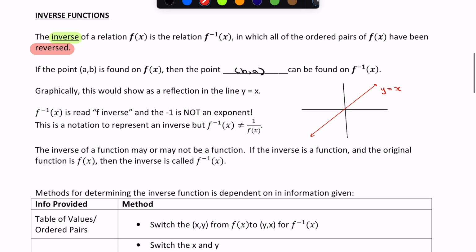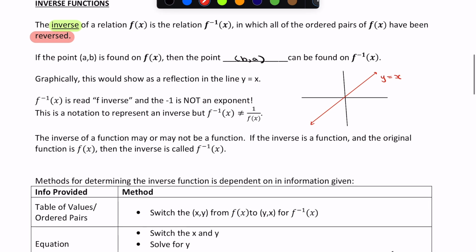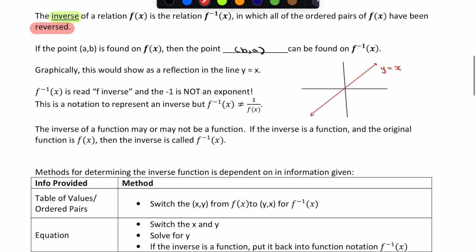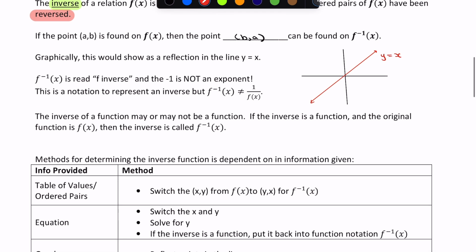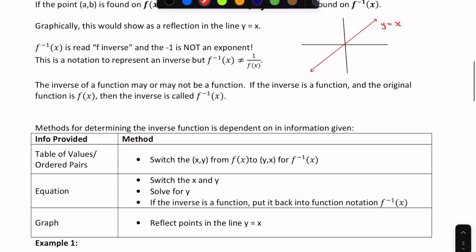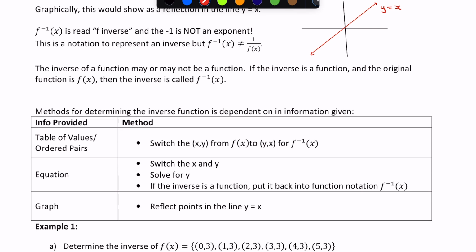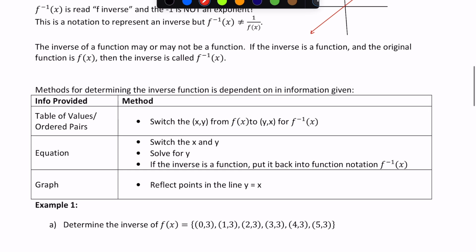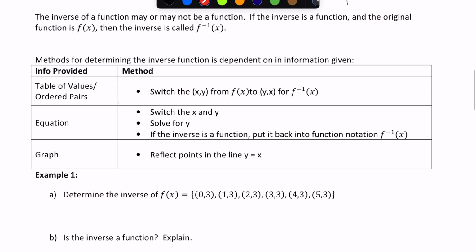Again, here, f to the -1 of x is read as f inverse, and the -1 is not an exponent. This is the notation to represent an inverse, and the inverse f -1 of x is not equal to 1 over f of x. The inverse of a function may or may not be a function. If the inverse is a function and the original function is f of x, then the inverse is called f -1 of x. A couple of methods of determining the inverse function depend on the information given.